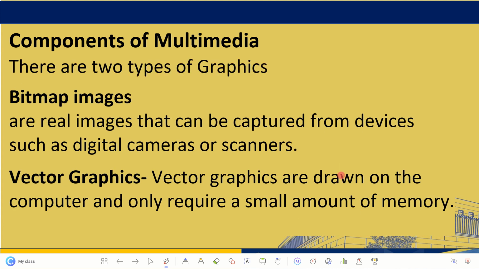So we have two types of graphics. We have the bitmap images, which are pixel based, so we can edit or manipulate them using Adobe Photoshop or GIMP. The vector graphics are drawn on the computer and only require a small amount of memory. Maybe we can use Adobe Illustrator if it is available on our PC, but we can also use alternatives for this. There are a lot of free resources for vector graphics.